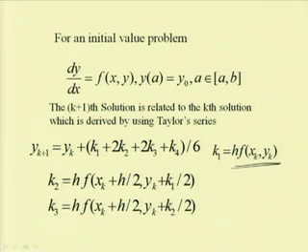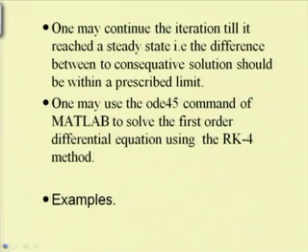So, this function evaluated at x_k plus h by 2 and y_k plus k1 by 2 will be used to find this constant k2. Similarly, constant k3 can be found by evaluating this function at x_k plus h by 2 and y_k plus k2 by 2. So, this is k2 and this is k1, and this k4 also can be obtained.